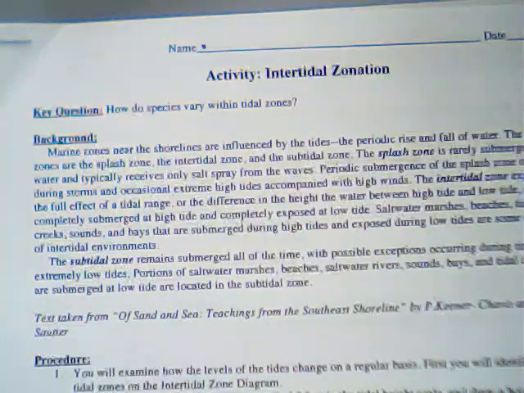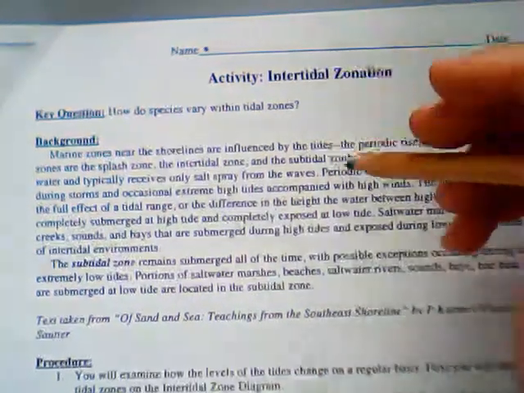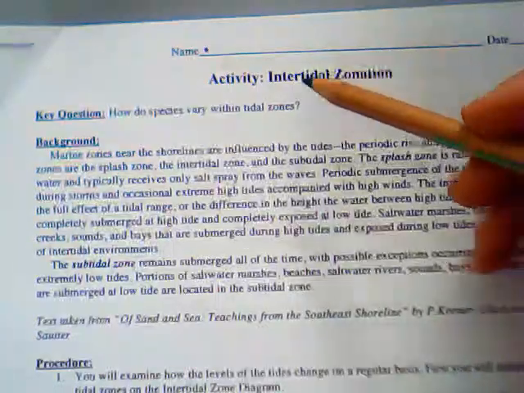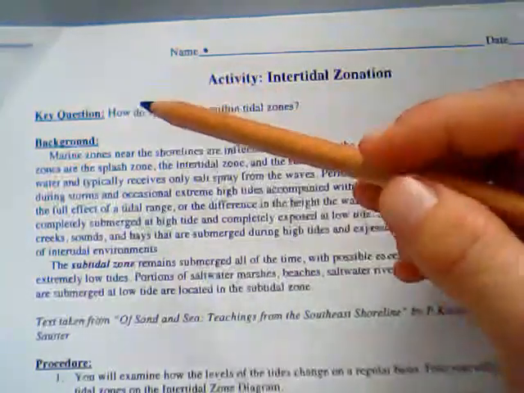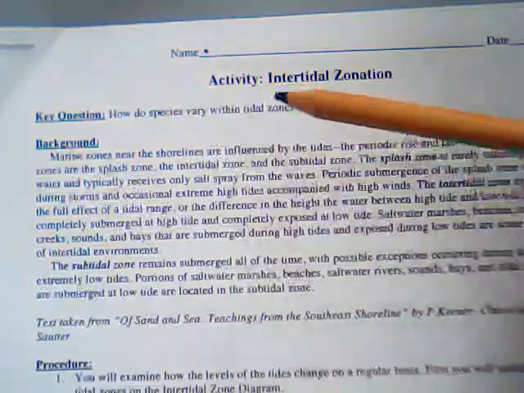Hi class, we're going to quickly review this activity. So it says activity intertidal zones, or zonation. To look at zonation, we are going to start by looking at this intertidal activity, which you should have done today in class. So it says, how do species vary within tidal zones?